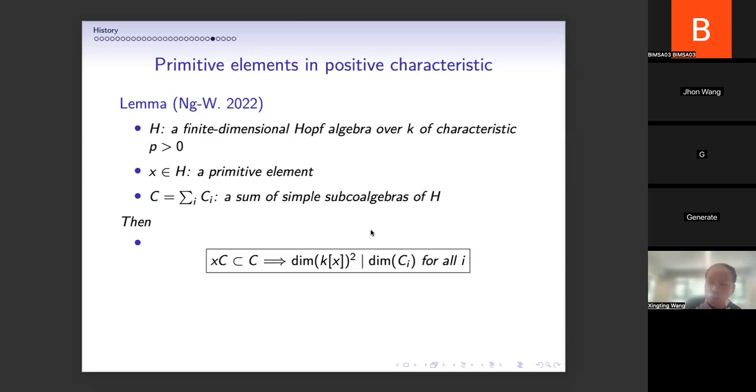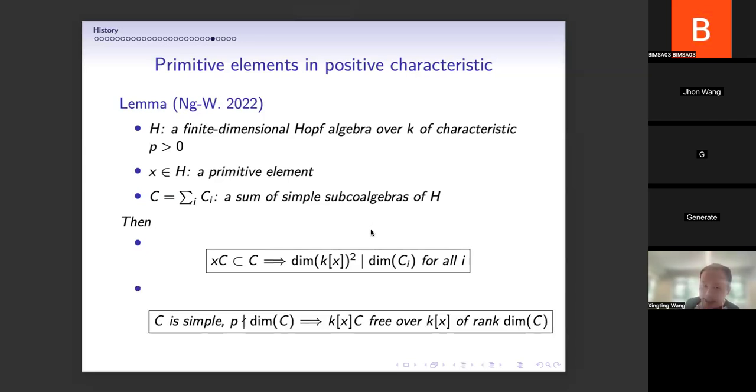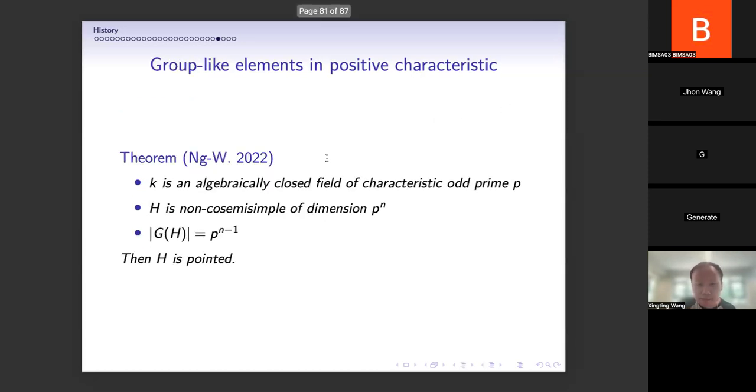So we also have a dimension counting argument. And that's always the case. So if C is simple, so if you take one simple coalgebra, and suppose P does not divide C, so you are not having simples of dimension P, or P, it has to be P squared, by the way, P squared. Then we can show the kx times C generated by C is a free module of kx of rank C. So that's the things we had.